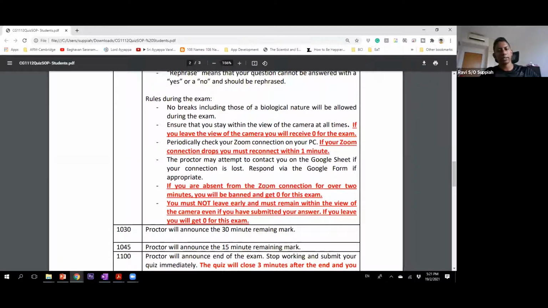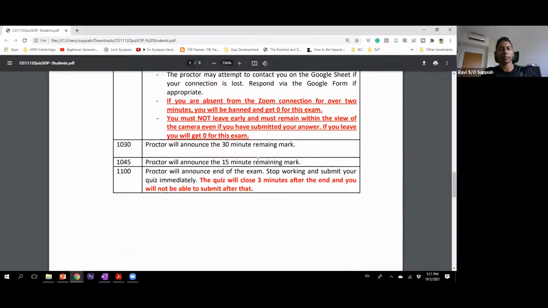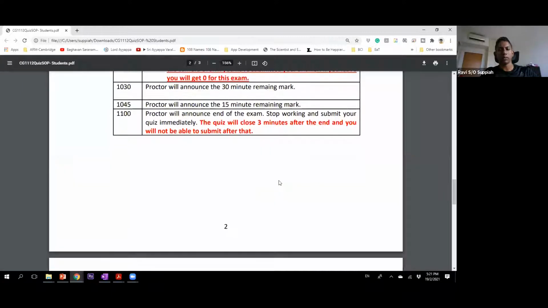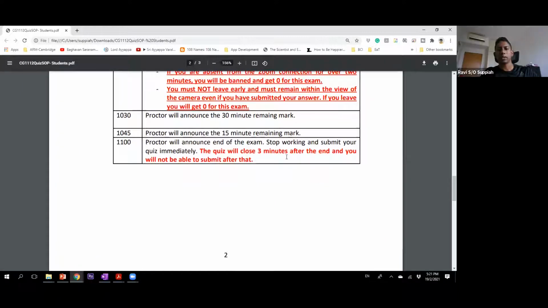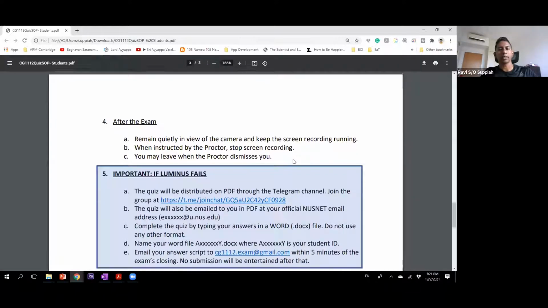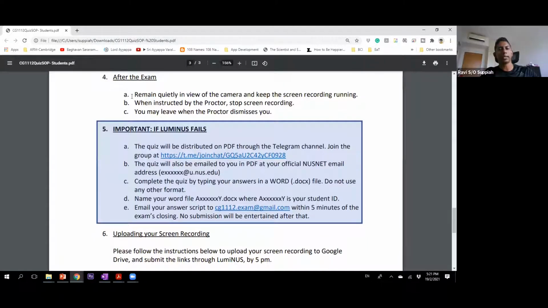Again, the Zoom connection can sometimes drop off. You have to make sure that if anything happens, you are able to quickly reconnect. So your phone, please make sure it's always plugged in, charged, and doesn't go to sleep or anything like that. Once the timing ends, the quiz will also automatically close. Once the exam is over, please remain, and the invigilator will tell you when you can go off.